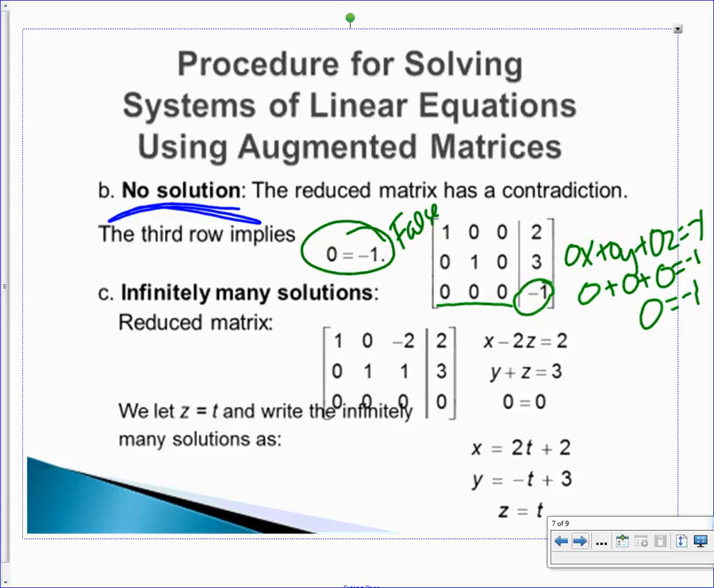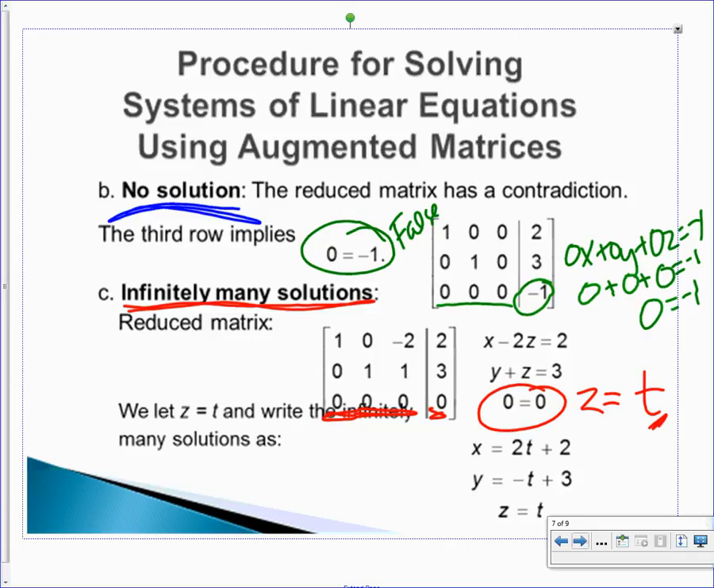Sometimes when you have a row of all zeros, you also have a 0 on the right side. So that's saying that 0 equals 0. That is a true statement. When you have a true statement, it means that there are infinitely many solutions. If it happens, you're just going to let the last variable, z, equal another variable. And you can choose any letter here except for x, y, and z because that's already in the problem. And then you will use your back substitution.